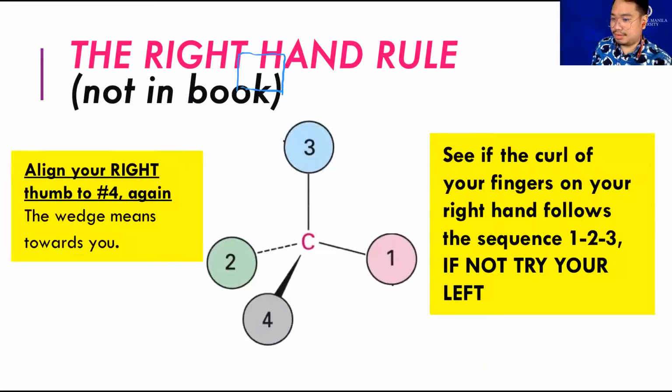Now, let's try this naman. Again, first step, take your right thumb rather, and align it to priority number 4. Again, this time 4 is in the wedge, so it's going towards you. Straighten out your fingers. What priority number are your fingers now pointing towards? Number 3, diba?